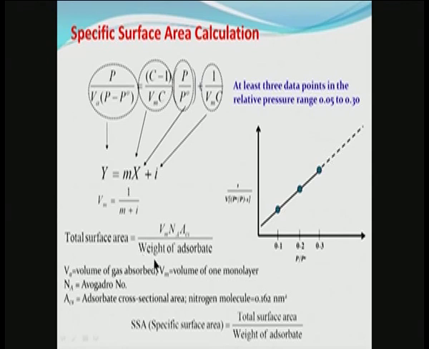By measuring the weight of the adsorbate and the volume of the adsorbate as derived from the BET equation, from this BET plot, one can deduce the total surface area. One divides the total surface area by the weight of the sample, which we measure experimentally. So, one derives the specific surface area of the sample.